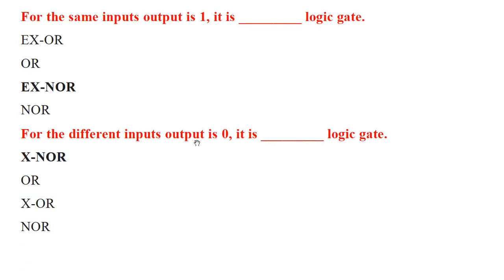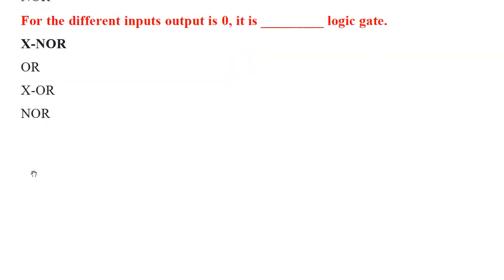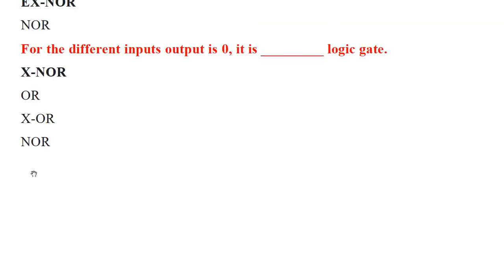For different inputs, output is 0. Which type of gate is this? Of course, it is the XNOR gate. For the same input, output is 1. For different inputs, output is 0. It is the XNOR gate. Correct. So these are the varieties of questions.